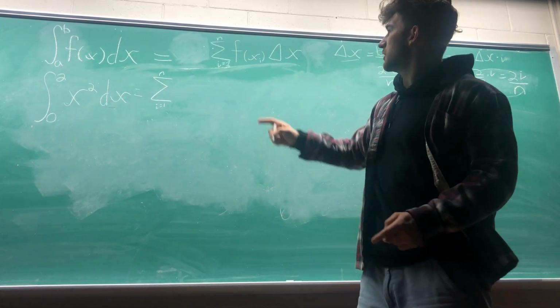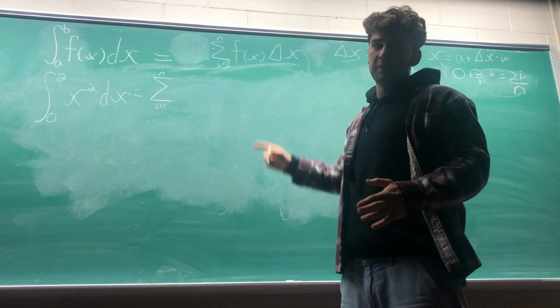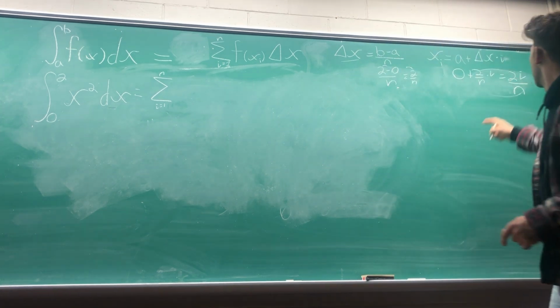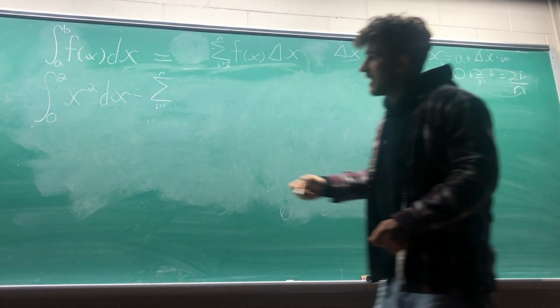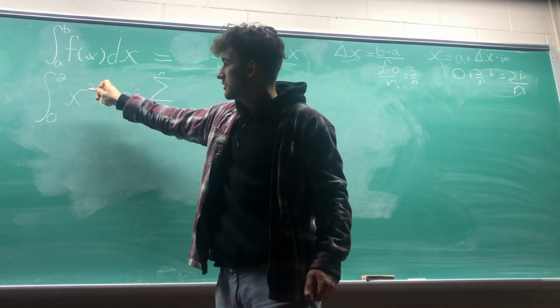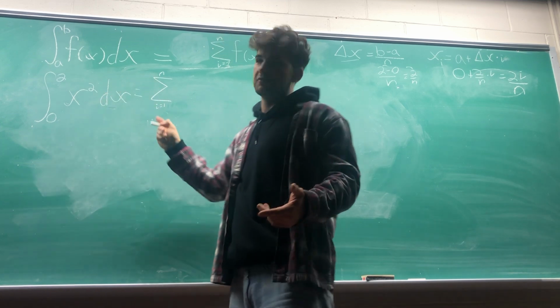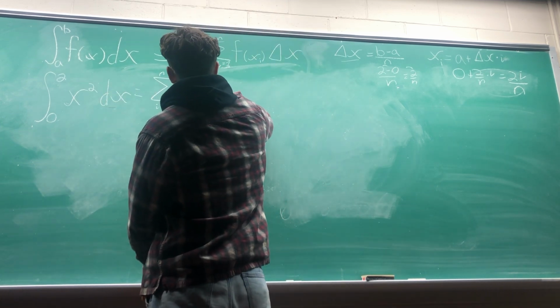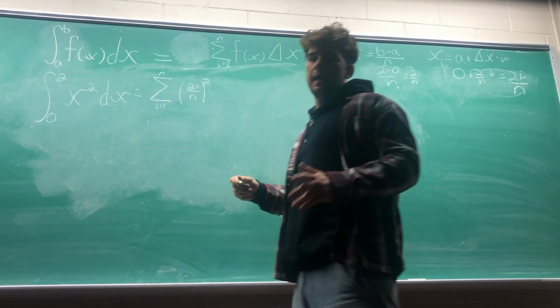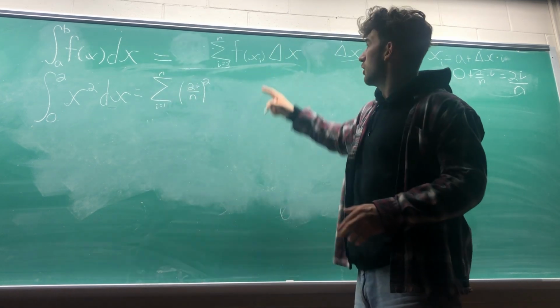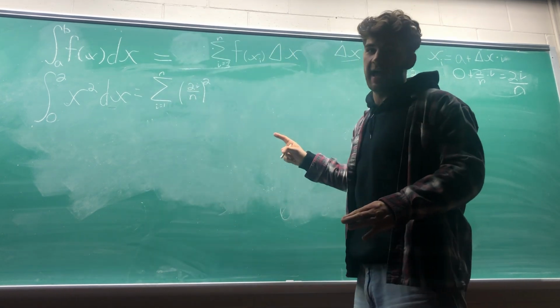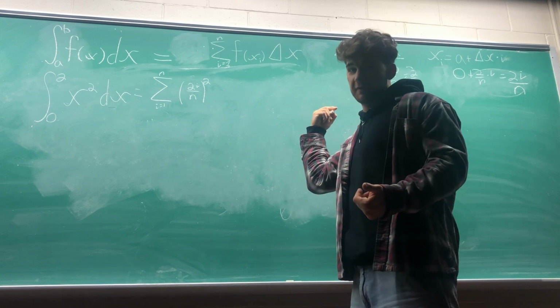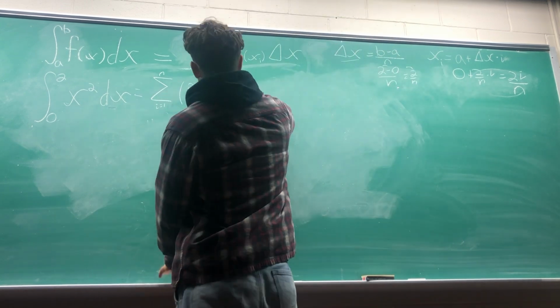And we have to use f of xi, so we have to put our 2i over n into f of x, which is just going to be 2i over n squared. And when you're just learning it, something to not forget is do not forget to times that by your delta x. And as we've shown, our delta x is 2 over n.